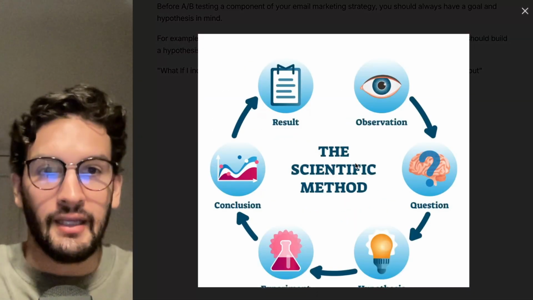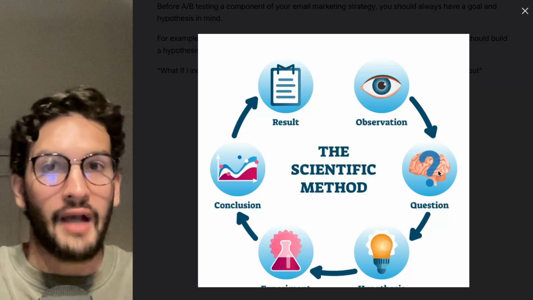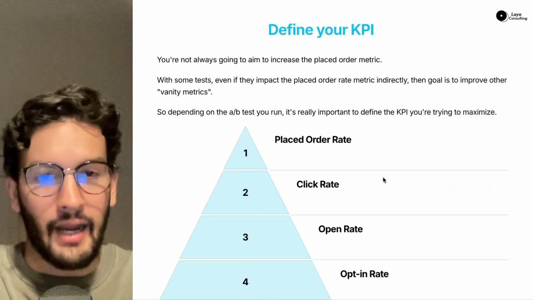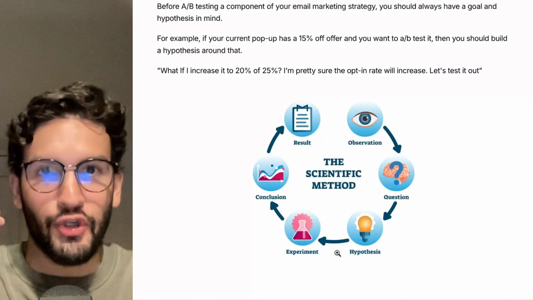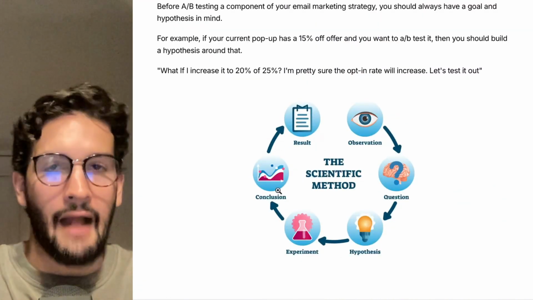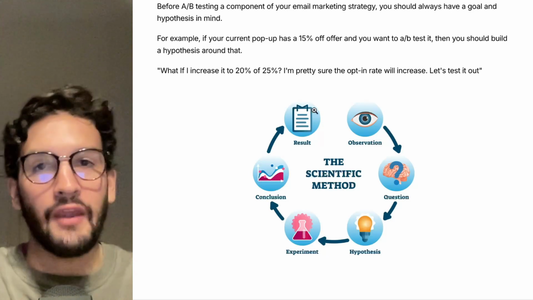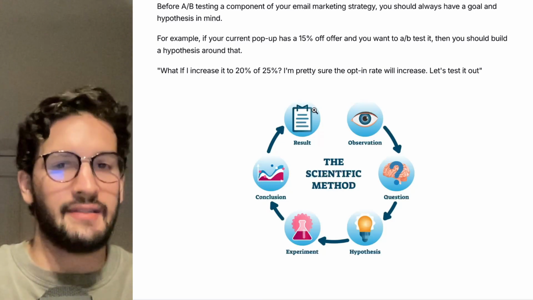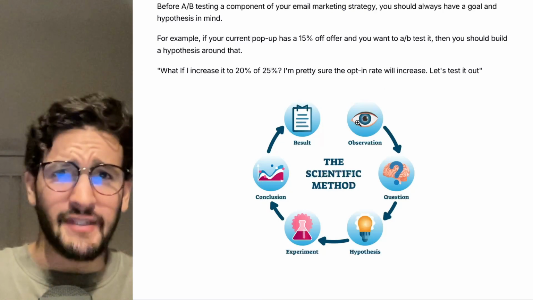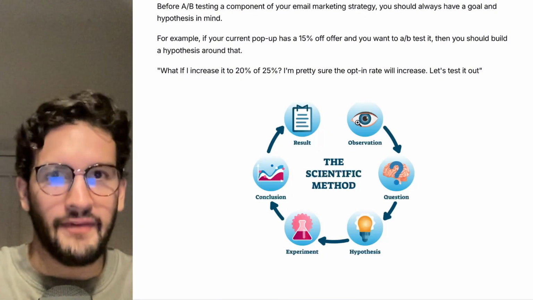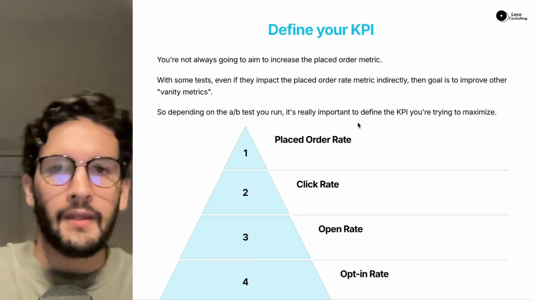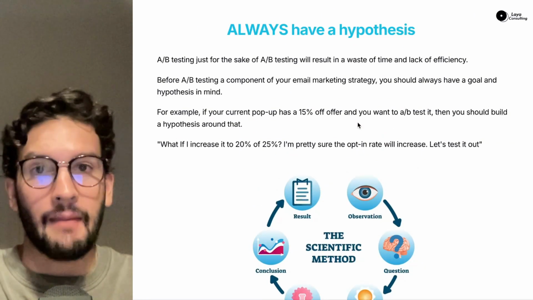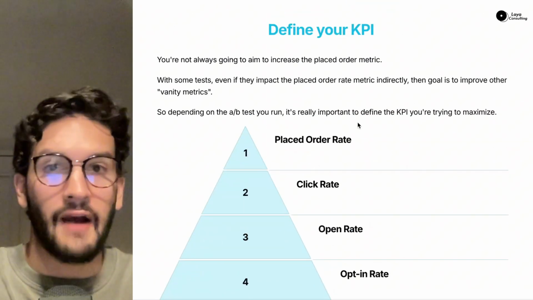The scientific method is: you have an observation, then you ask yourself a question, then you have a hypothesis, then you do an experiment, which is an A/B test, and then you draw a conclusion from the A/B test, and then you have a result that you actually track and keep in mind for future A/B tests as well. This is how you squeeze as much as you can from your email marketing, by having different A/B tests constantly, okay? So, first things first, as I mentioned before, always have a hypothesis.